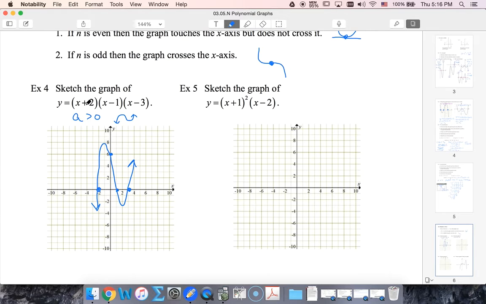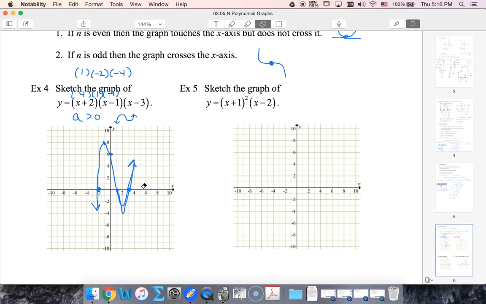Something else I could have done is I could have plugged in -1. So if I plugged in -1, I would have had 1 times -2 times -4. And I was so close, I should have come all the way up to 8. I could also plug in 2. So then I would have had 4 times 1 times -1, which would have been -4. So I should have come down some more this way.